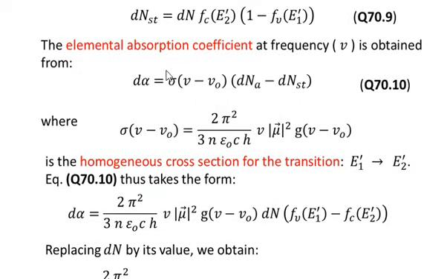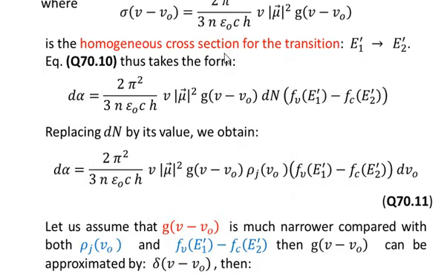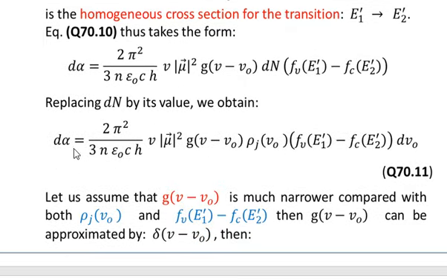Now you see that this represents the elemental absorption coefficient, d alpha. Now we want to calculate alpha from this d alpha. So we have to do the integration process. But before that, in order to make a reasonable expression, let's assume that g of nu minus nu naught is much narrower compared with both rho j of nu naught and also with fv of e1 prime minus fc of e2 prime. So this function is narrower in comparison to both these functions shown in blue. Then g of nu minus nu naught can be approximated by delta of nu minus nu naught.